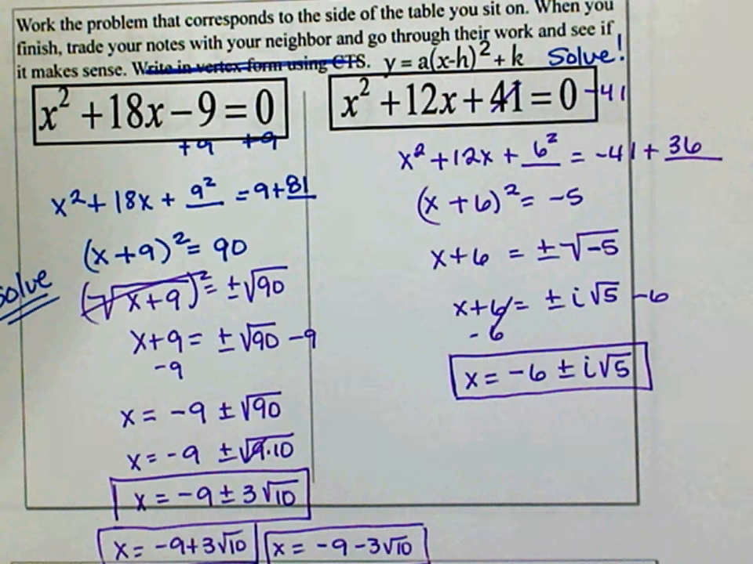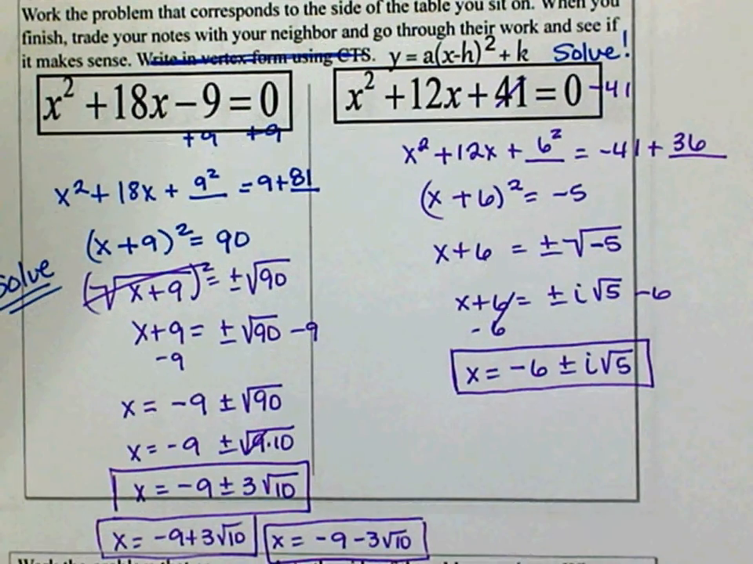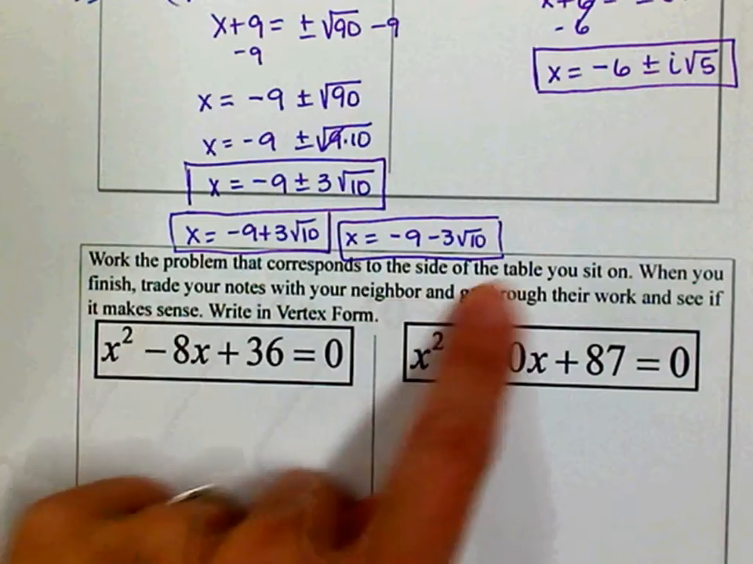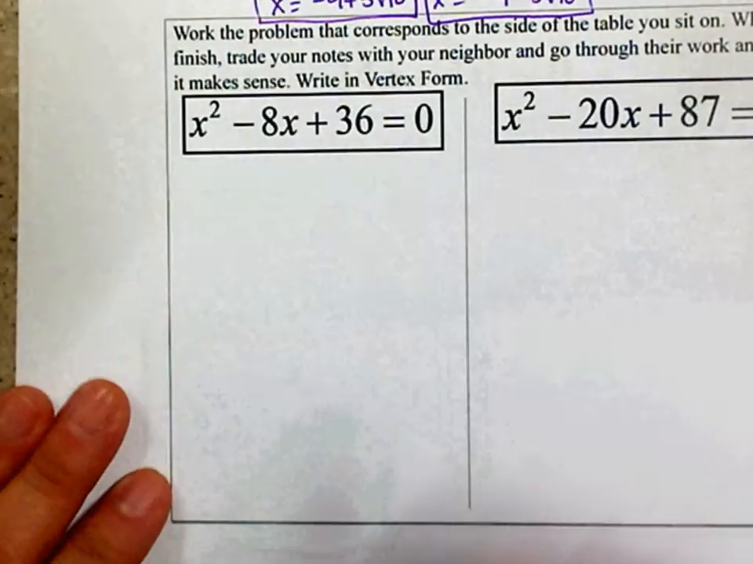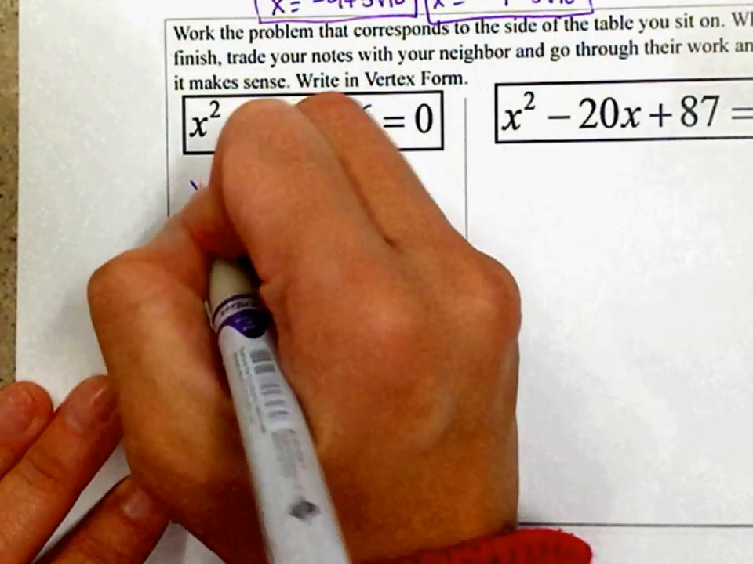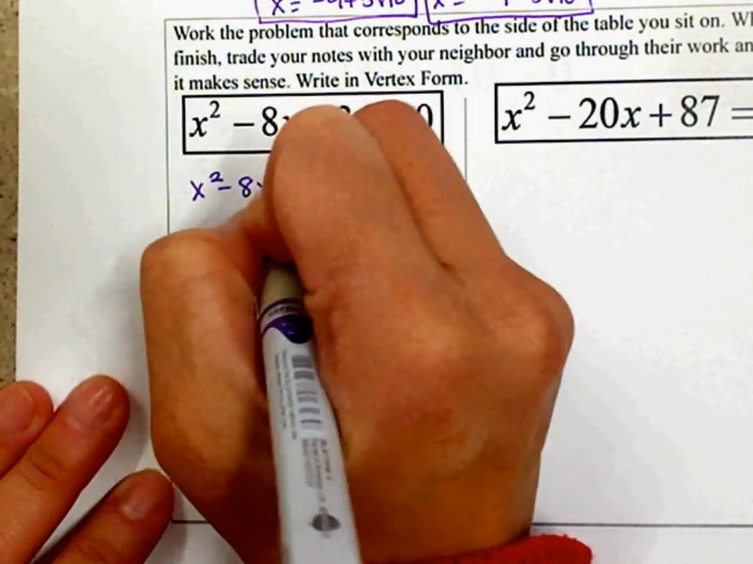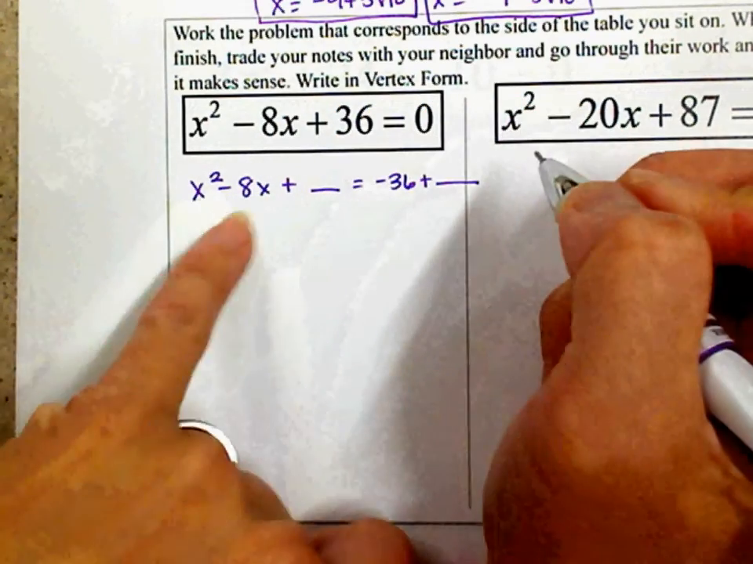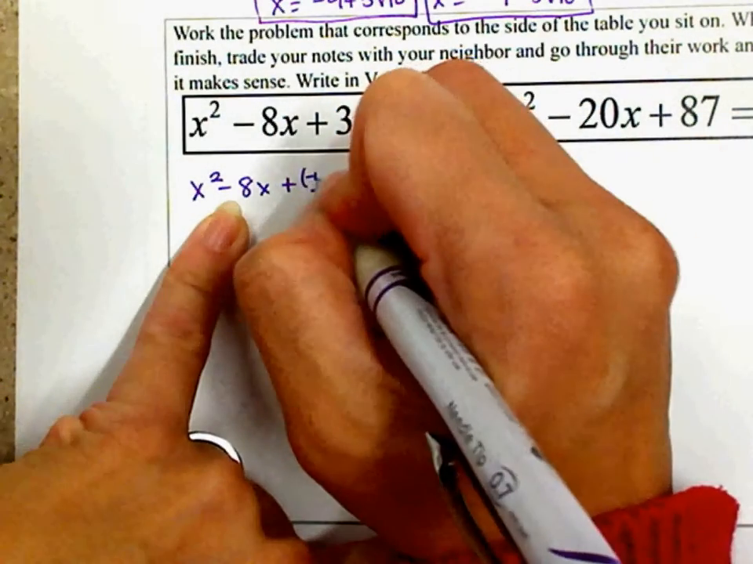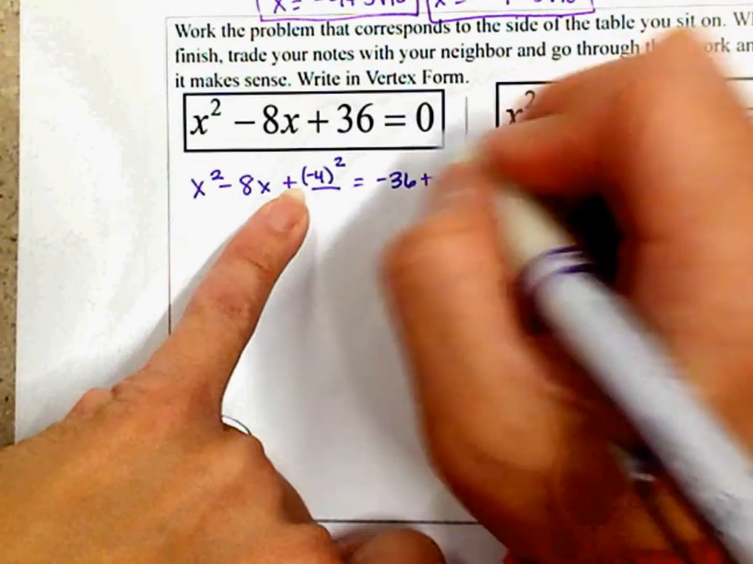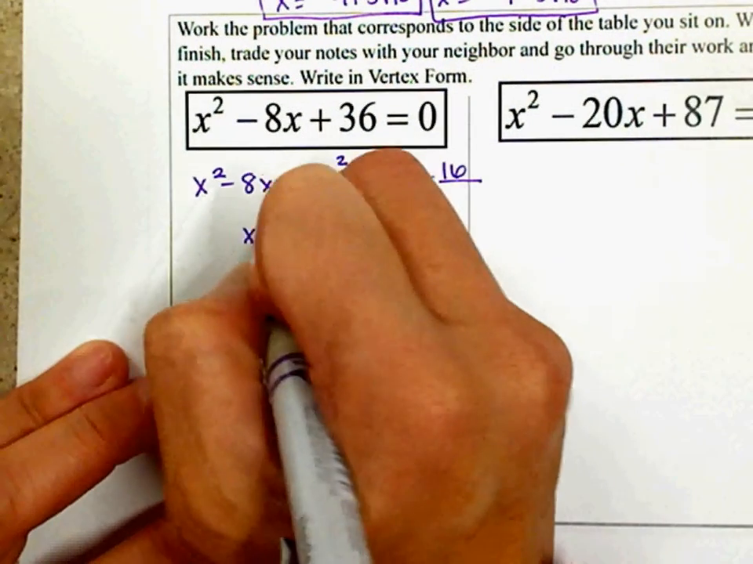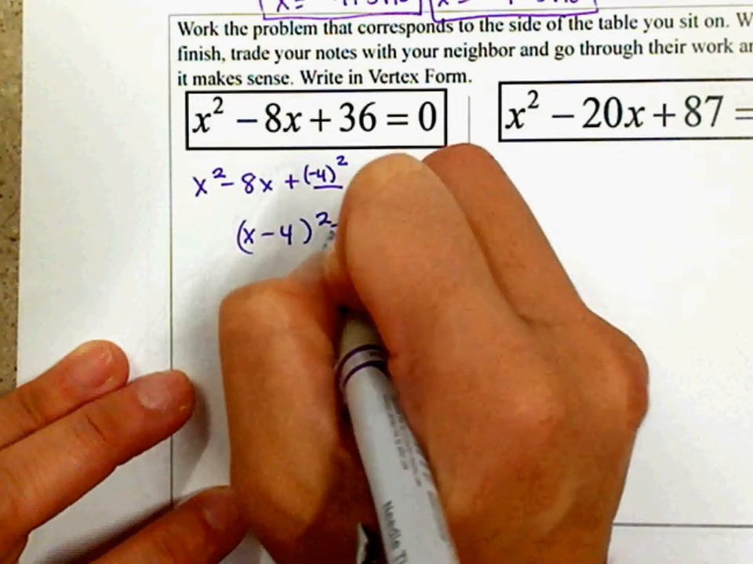All right. Let's do one more, just to get you used to the solving, especially with an i and simplifying square roots, okay? This time we have a minus. So x squared minus 8x plus a blank is equal to negative 36 plus a blank. Half of negative 8 is negative 4 squared. Negative 4 squared is positive 16. Write it in factor form. So negative 36 plus 16 is negative 20.